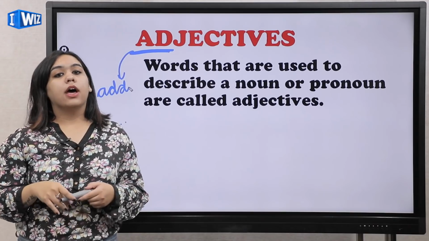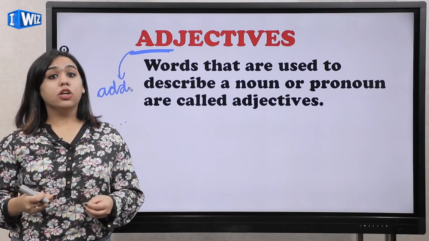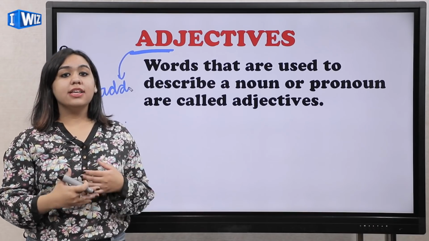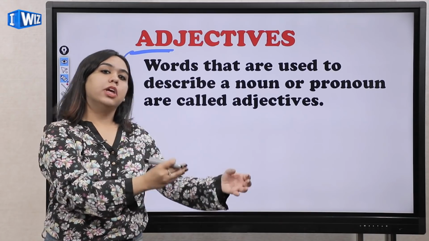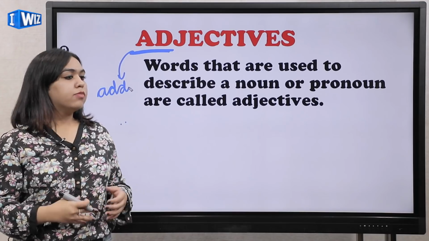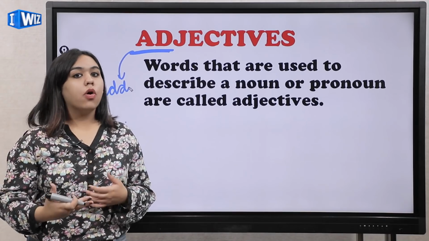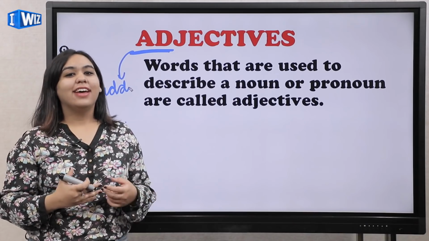If I say that my friend's name is Sam, and if I talk about Sam more and I say that Sam is a nice person, I am adding something to Sam. I am giving more information about Sam. So any word that adds or describes more of a noun and a pronoun is called an adjective.